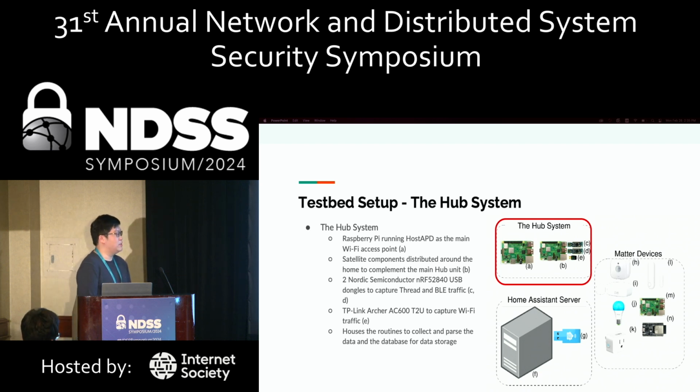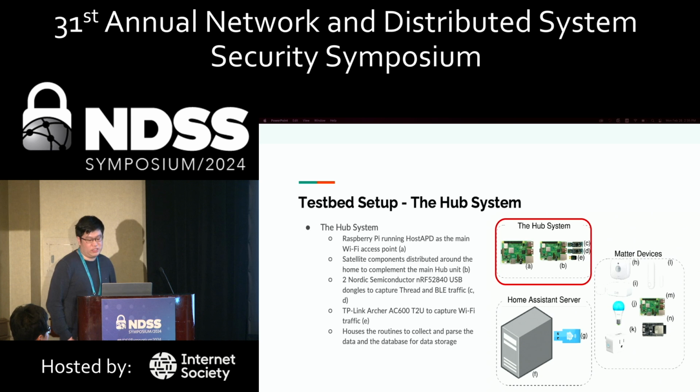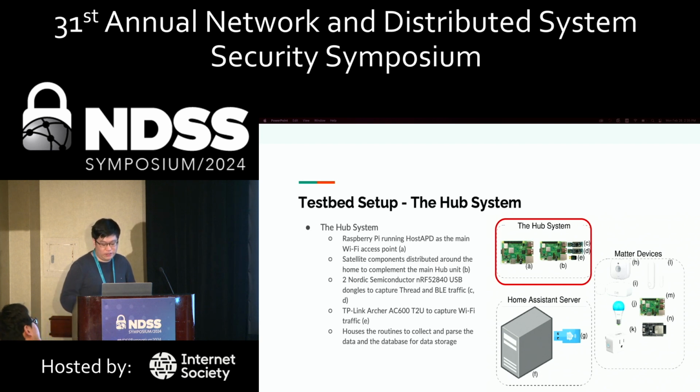We use two Nordic Semiconductor dongles to capture Thread and BLE traffic in the testbed, and we also use a TP-Link Archer dongle to capture Wi-Fi traffic. This hub system also houses the routines to collect and parse network data and build a database to store all the corresponding network information. In particular, we have data including device information, IP and MAC address for each device, commands issued to the devices, and some detailed network communication information, such as detailed packets, including certain interactions between different Matter devices.